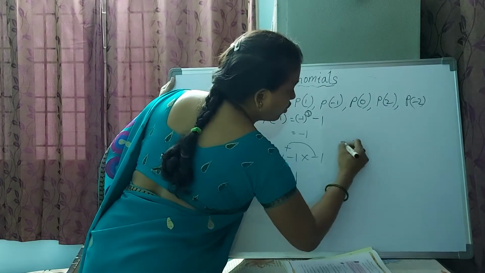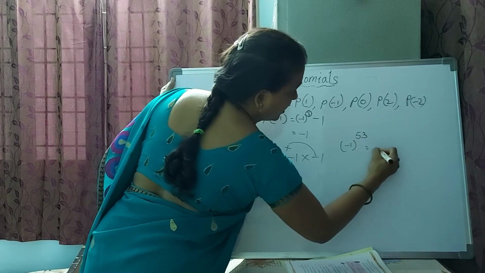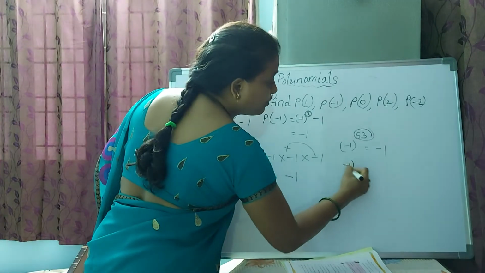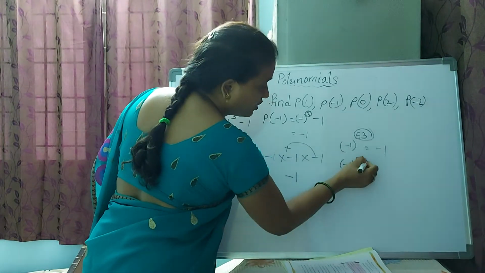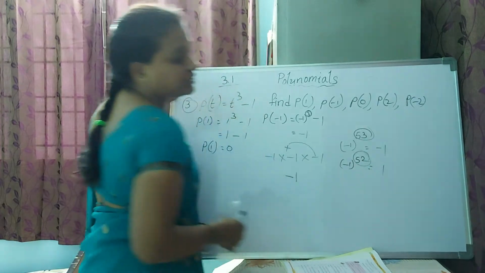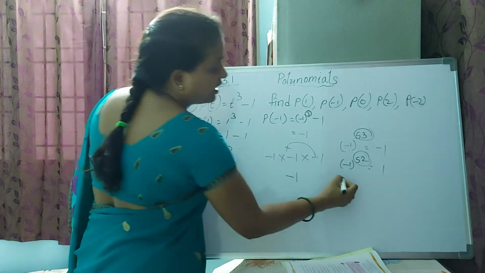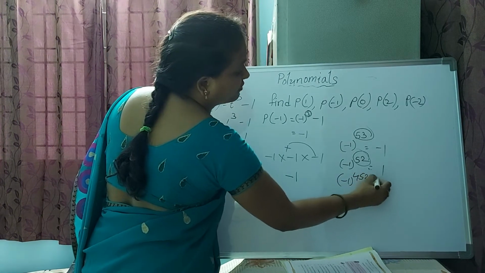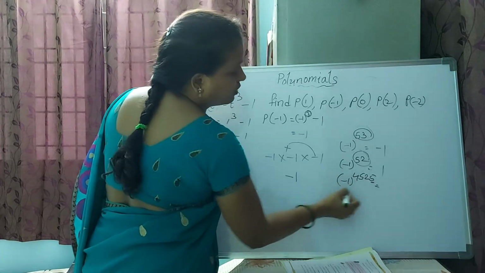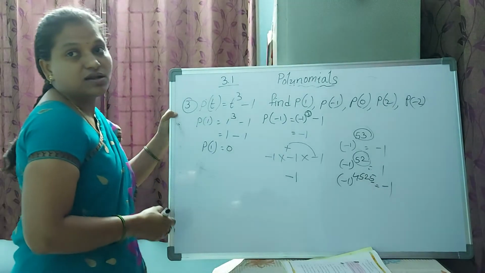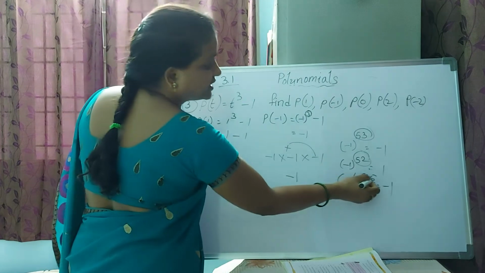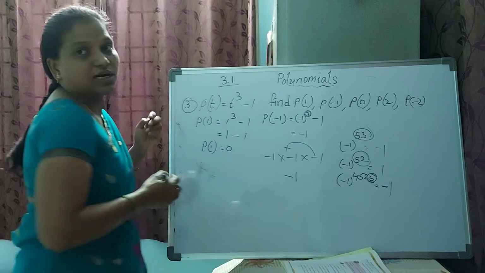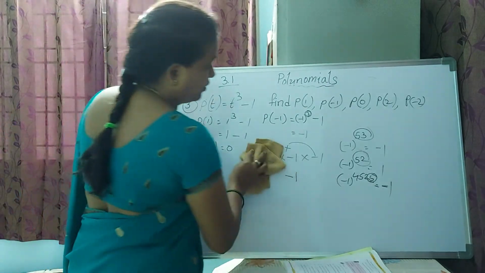See, minus 1 whole power 53 means minus 1 only, because 53 is an odd number. Minus 1 whole power 52: 52 is an even number, so the answer is 1. Okay, understood. Next, minus 1 whole power 4525. 5 is an odd number, so the value is minus 1. If it is even, positive will come. If it is an odd number, negative will come. Understood? Next, come to the problem now.